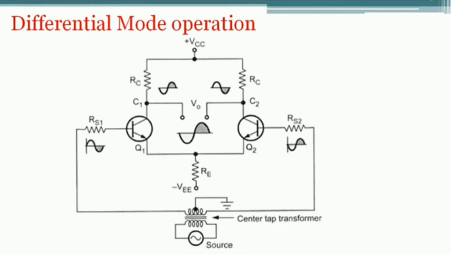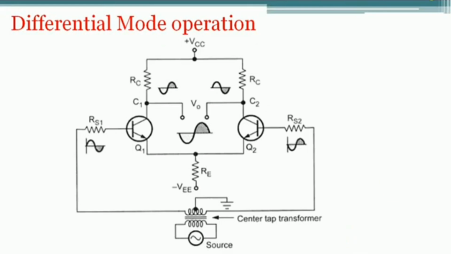Now let us briefly discuss the differential mode operation in the differential amplifier circuit. We know that in differential mode operation the two signals are different. They may differ in magnitude or in phase shift. For ease, we are assuming that the two signals have the same magnitude but differ in phase shift. To obtain the different phase shift we use a center tap transformer at the input of the differential amplifier circuit.